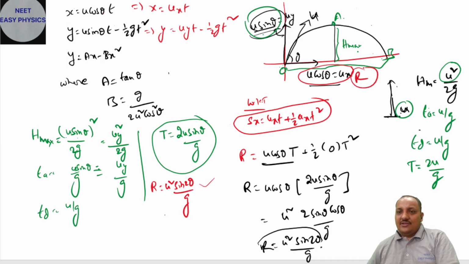Range means horizontal distance. So in the same question, sometimes they will give that it is moving with horizontal acceleration. At that time, you have to use the ax value here. But in this case, ax is 0. Please remember, these are the main formulas.